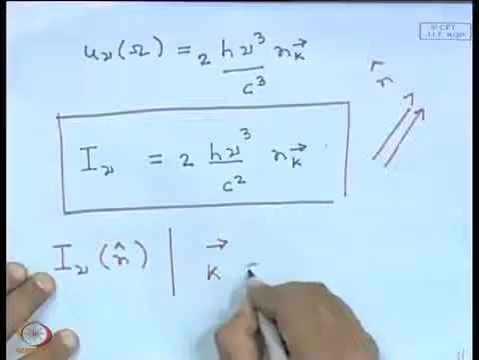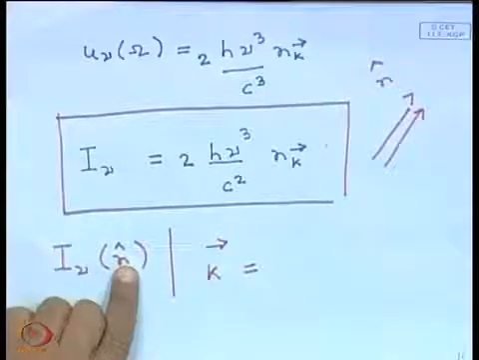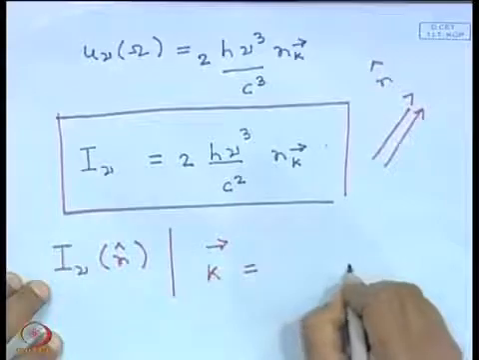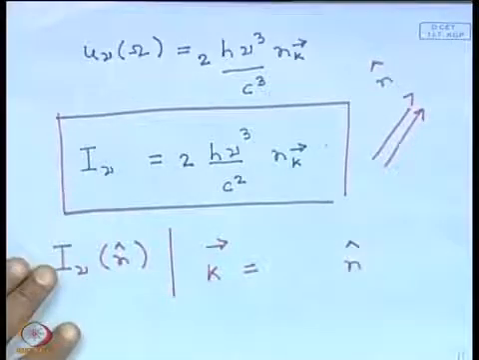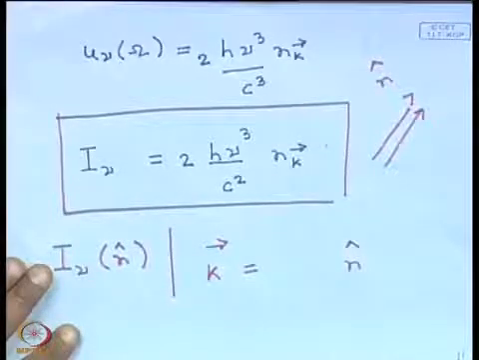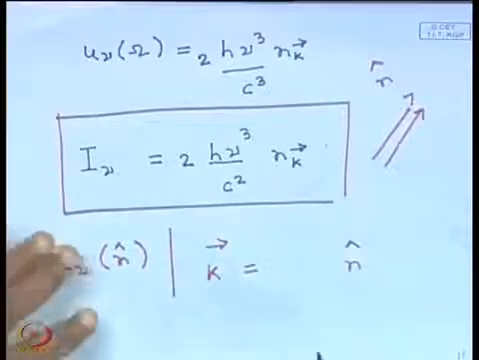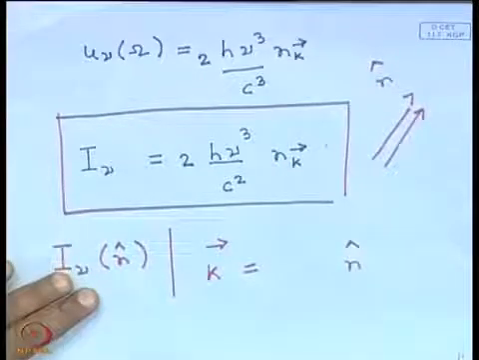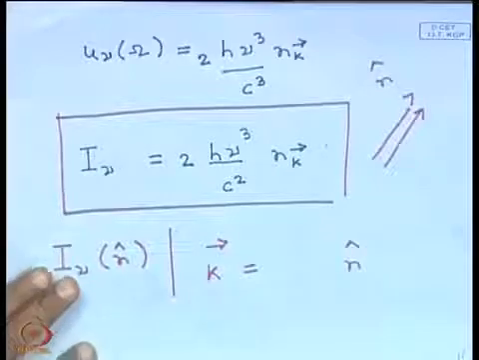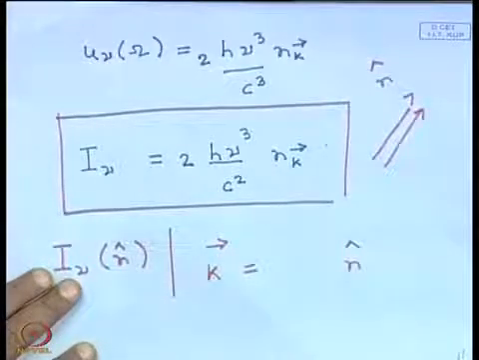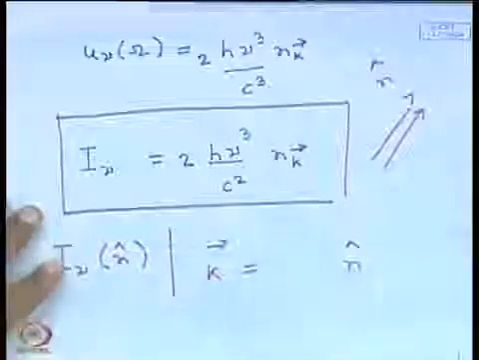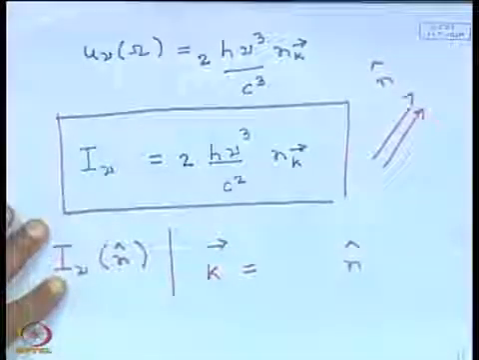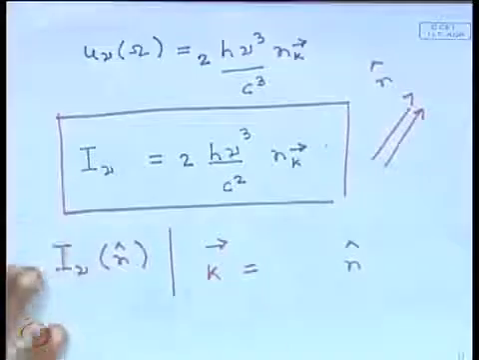So, the direction of this, it is obvious, is going to be the same as the unit vector n, that is the direction in which the ray is propagating, and the magnitude is going to be 2 pi omega, and omega we know is equal to c into k. So, we can write this as 2 pi c into k.